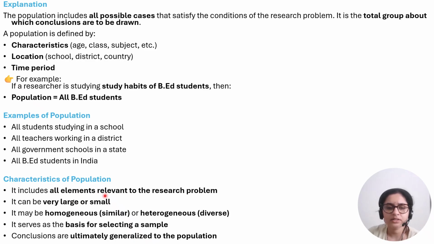What are the characteristics of population? It includes all elements relevant to the research problem. It can be very large or small. It may be homogeneous, that is similar, or heterogeneous, diverse. That means all the elements may be similar or all the elements of the population may be different. It serves as a basis for the selection of sample. Without population, sample cannot be there. Conclusions are ultimately generalized to the whole population. After a research work has been done on a sample, the results are applied to the whole population.